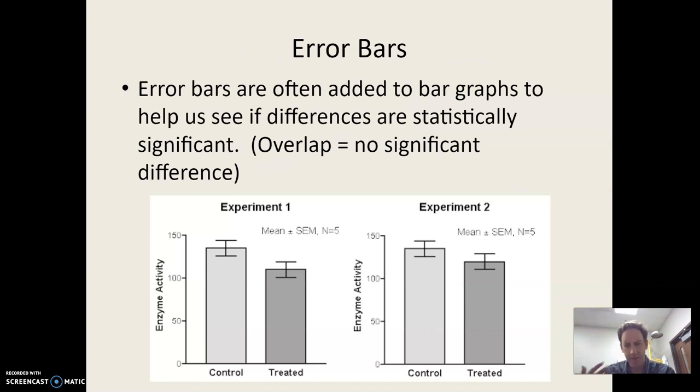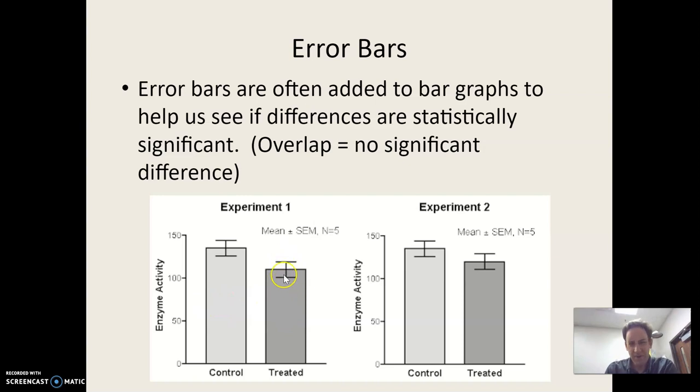So error bars kind of help us get at that a little bit. So let's talk about error bars. These help us to see if differences are statistically significant or not. If the error bars overlap, that means there is no statistically significant difference between these groups. So in this case, the control and treated are not statistically significantly different. In this case, though, the error bars do not overlap, so we would say there is a statistically significant difference between these 2 treatments.